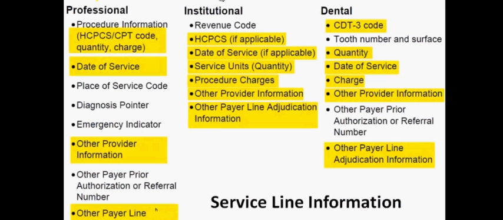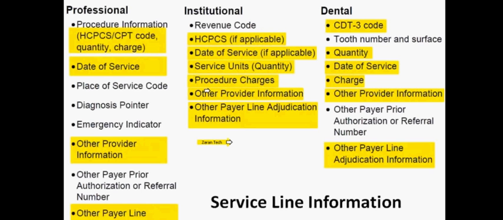And under the institutional claims, you will see the revenue code, because the revenue code is different. If you are in a regular bed room or in a luxury room, what kind of services were provided, the date of services, the service units in terms of quantity, then the procedure charges, etc.